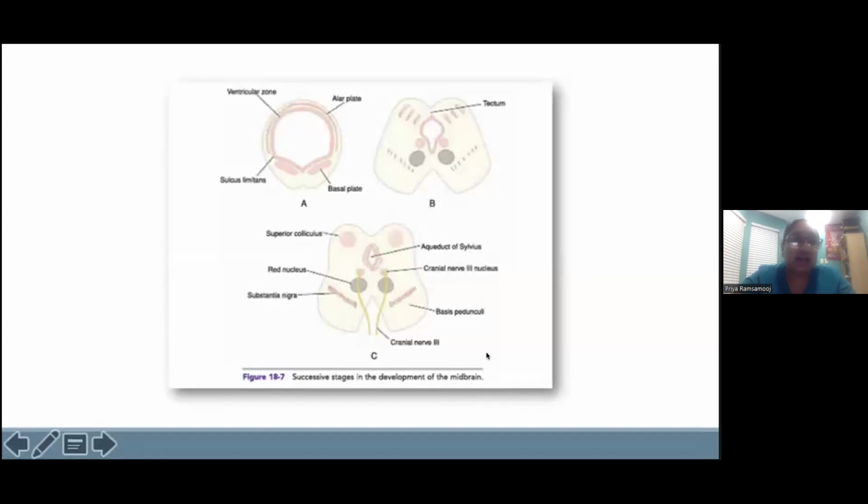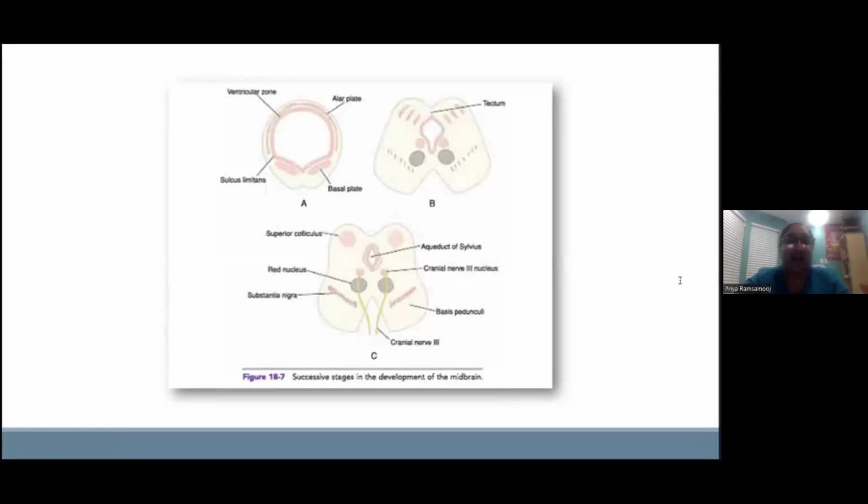So you're going to have your sulcus limitans. Let's use that as our starting point, that it separates your alar plate from your basal plate on each side. And then what you have happening is that the neuroblasts in the basal plates are going to differentiate into neurons, forming different nuclei, cranial nerve 3 and 4, and possibly the red nuclei, the substantia nigra, and some of the reticular formation. And then the marginal zone of each basal plate then enlarges considerably.